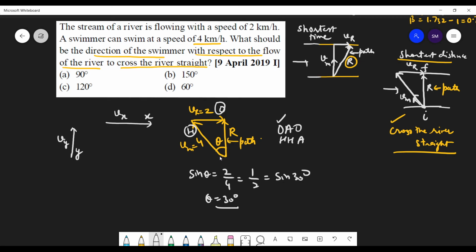Now this theta is equal to 30 degrees, but you have to tell what should be the direction of the swimmer with respect to the flow of the river. Now the river is flowing in this direction. So what is the answer? 120 degrees. Yes. This angle is 90 degrees, so the total angle will be 120 degrees.